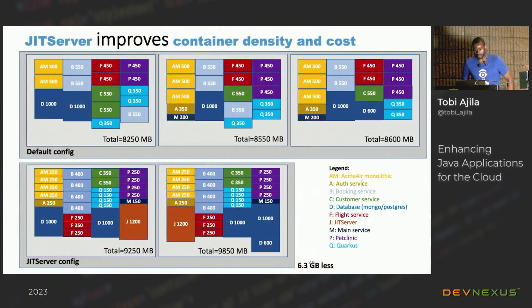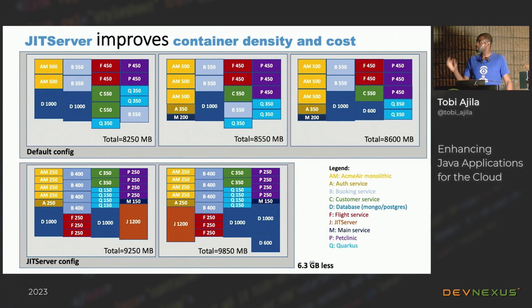All right, so in that example, we saw how JIT server can be used to improve ramp-up time. But more importantly, for the purposes of this presentation, it can also be used to improve density. In this example, we have two configurations. The one at the top has 3 nodes, and the one at the bottom has 2 nodes. They're doing the exact same thing. There's a legend at the bottom right that explains what all the microservices are.